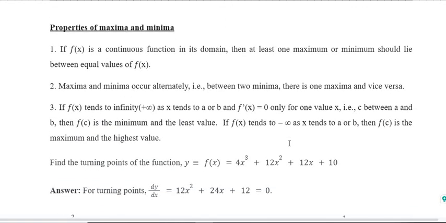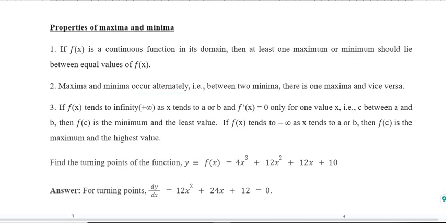Now next, the properties of maxima and minima. The function f(x) is continuous within its domain, so at least one maxima or one minima must lie within that range. The maxima and minima vary alternately: there may be maxima first, then minima, or minima first, then maxima.